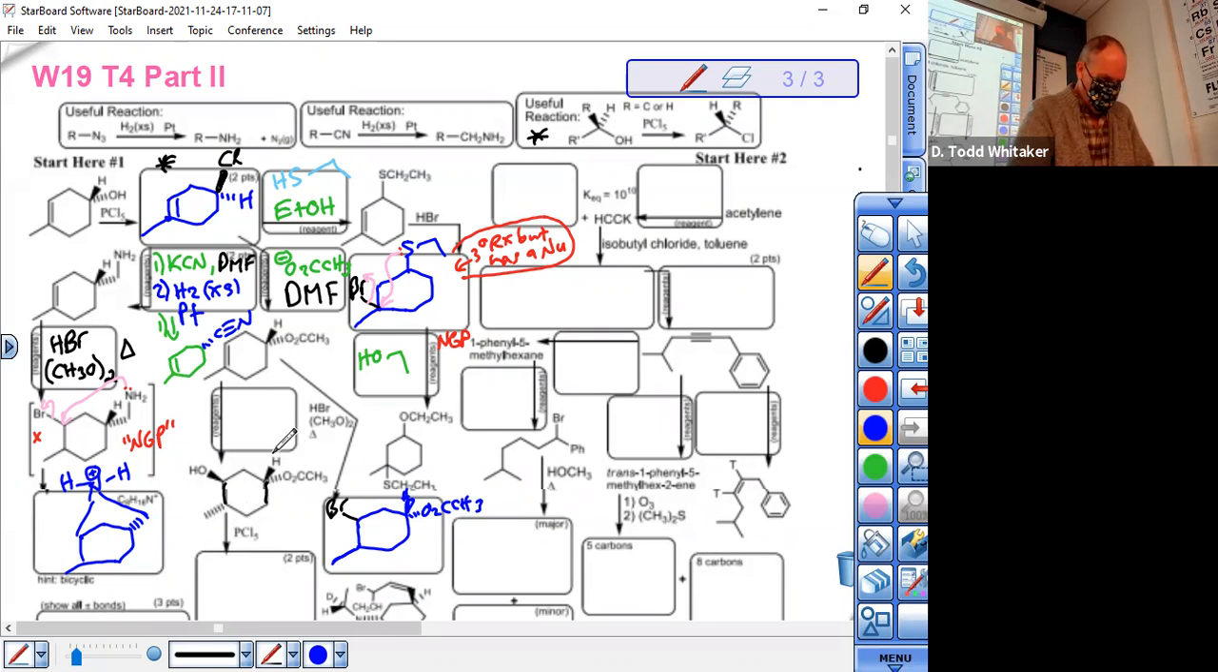And what's going on here? That's a review reaction right there. Anti-Markovnikov alcohol from an alkene. Chapter 6 review reaction. 6.2. Anybody?